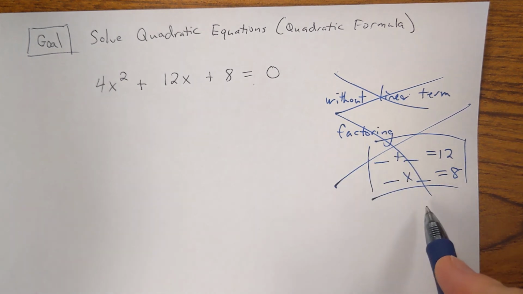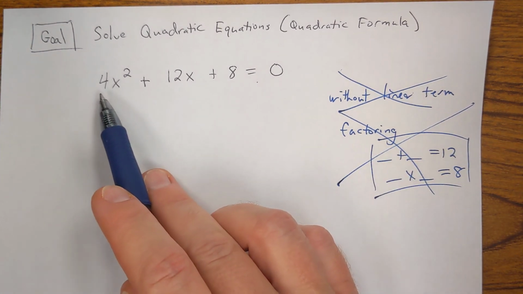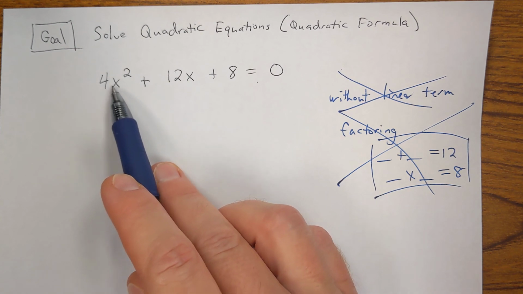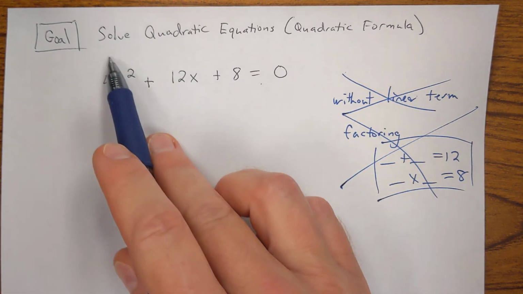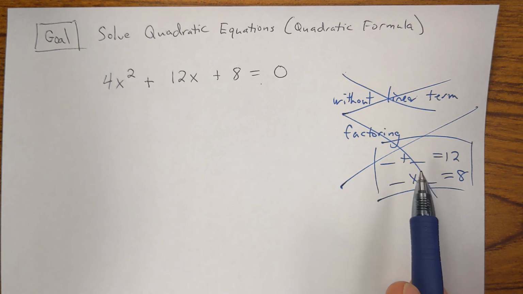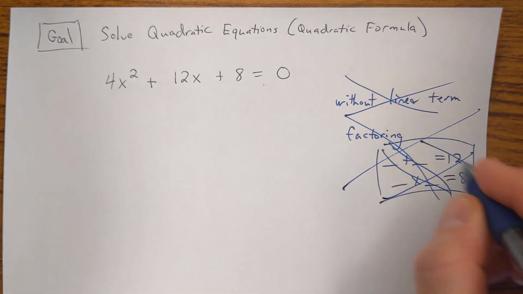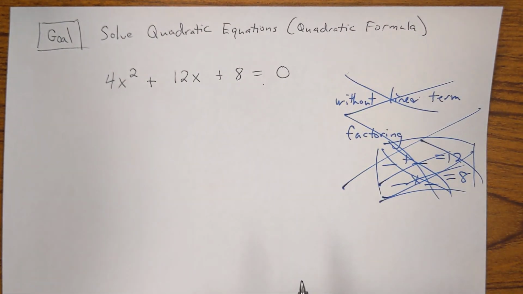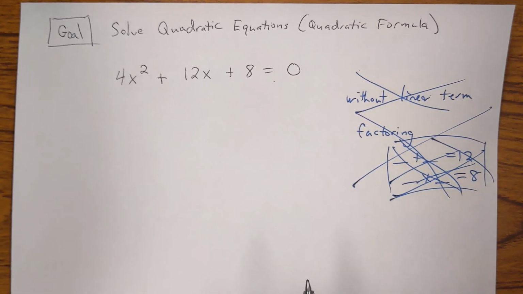Sometimes it's impossible. And that doesn't even begin to mention that if you have a leading coefficient here of like a 4, that actually changes the whole factoring thing anyway. So factoring just definitely isn't going to work in this case. So what can we do?